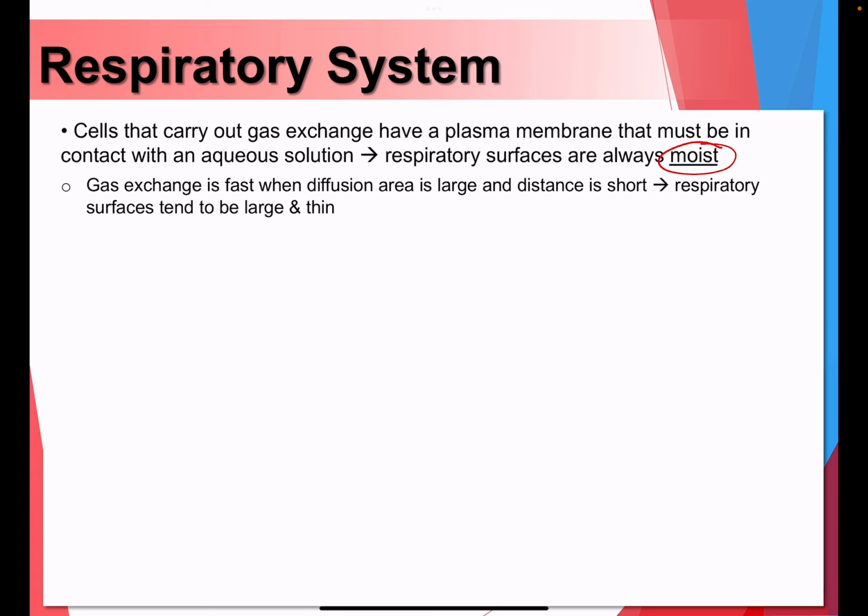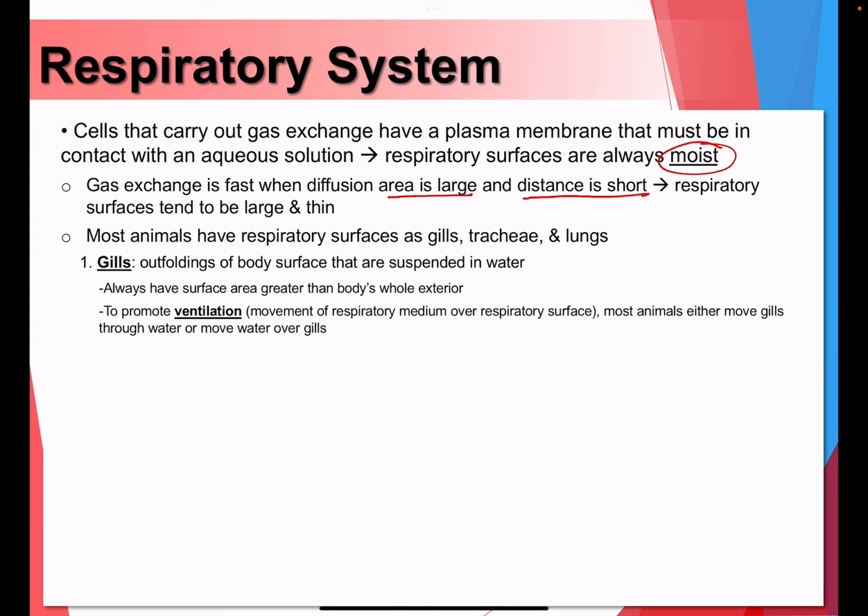So gas exchange is fast when diffusion area is large and distance is short. Which means a lot of respiratory surfaces, due to adaptation for efficient gas exchange, tend to be large and also thin. Even if they're not large bulk-wise, they are three-dimensional: a small organ as part of the bigger animal could have folds and indentations that, if you were to flatten it all out, give a surface area larger than the entire surface of the animal. So most animals have a respiratory surface that satisfies those two things: large surface area and short distance of travel between fluid and your bloodstream.